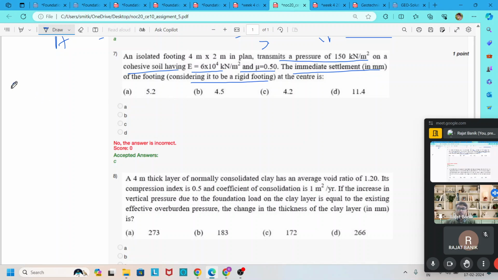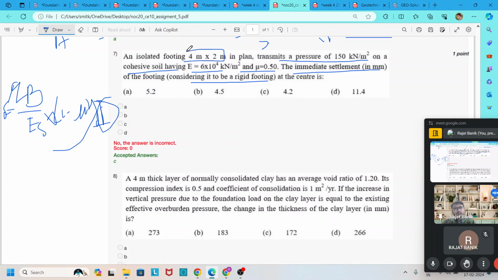So we know that immediate settlement delta is equal to qB by Es into 1 minus mu square into I. All these values are given, but we don't know the value of I, the influence factor. But one thing is given, this rectangular footing where L is 4 and B is 2. So L by B is equal to 2. For rigid footing, rectangular footing in rigid condition, and L by B is 2.